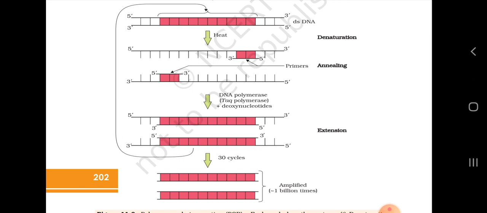This breaks the hydrogen bond between the two complementary strands of DNA and creates single stranded DNA. And both the single stranded DNAs act as a template for the DNA synthesis. The second step is the annealing. The two sets of primers are added, which anneal to the 3' end of each separated strand.